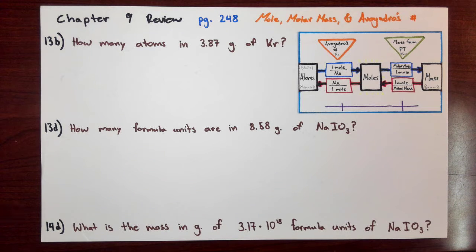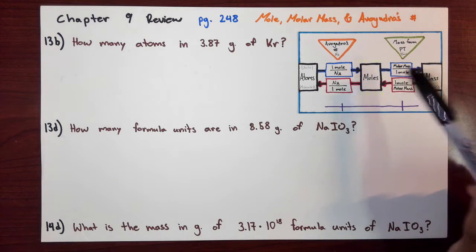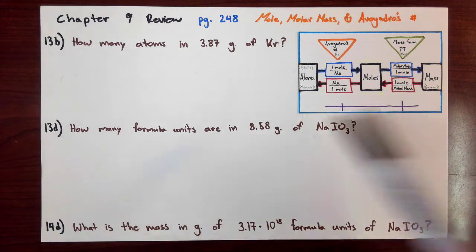Alright, we're going to move right along the Chapter 9 review. We're going to move on to numbers 13B, 13D, and 14D. Okay, we have our flowchart right here. Make sure that you always have that handy so you can use it. We're just going to go right into it.